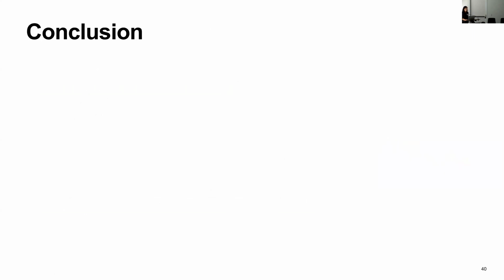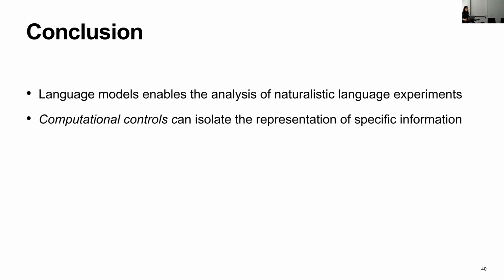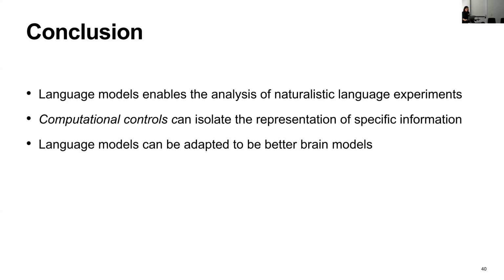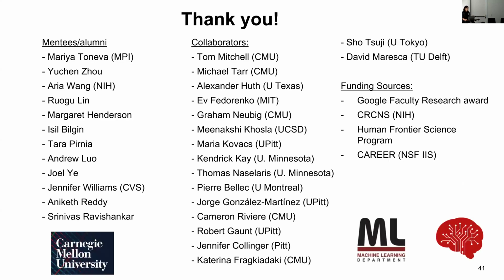In conclusion, I've told you how these large language models enable the analysis of these naturalistic language experiments, and how precisely you can use computational control to isolate a specific type of information and relate it to brain activity. And I very quickly told you about how these language models can be adapted to be better brain models. I didn't have the time to tell you about the following, but I can tell you on another occasion: how we can use this method to learn more about the brain, but even maybe create better language models.